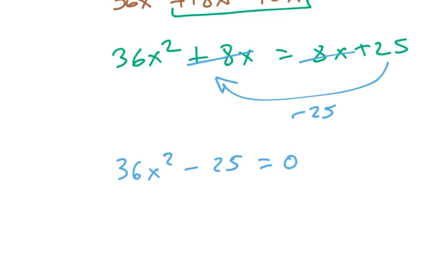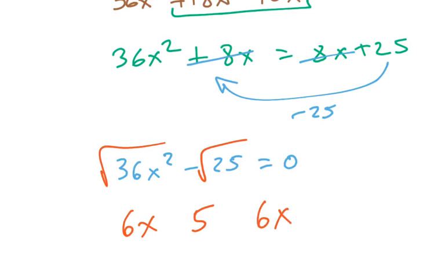Now this is another property we've worked on in the past, and hopefully you remember this one. This one's called the difference of squares. Very, very important. Make sure you know this. So because we can take the square root of both of these, we get 6x and 5. We write it twice. We go plus, we get minus, and this is equal to 0.